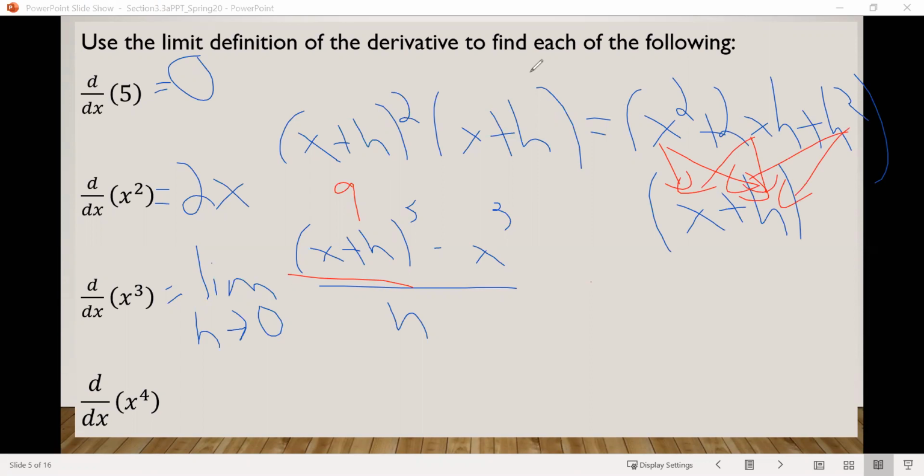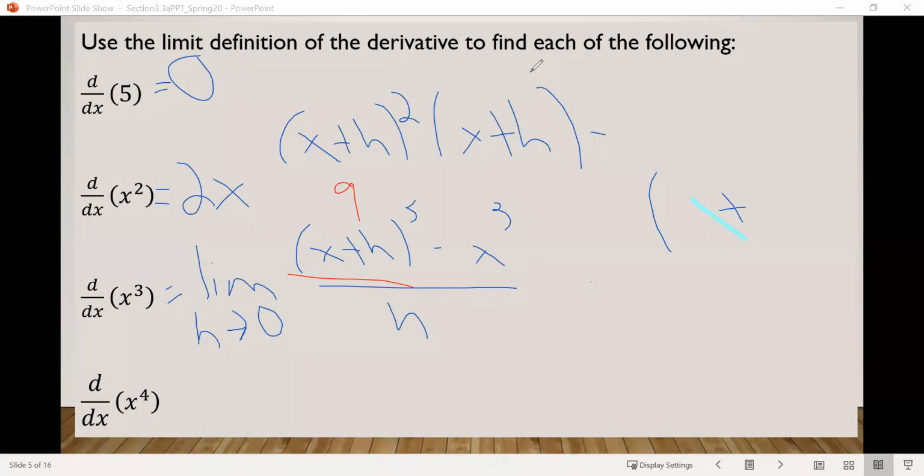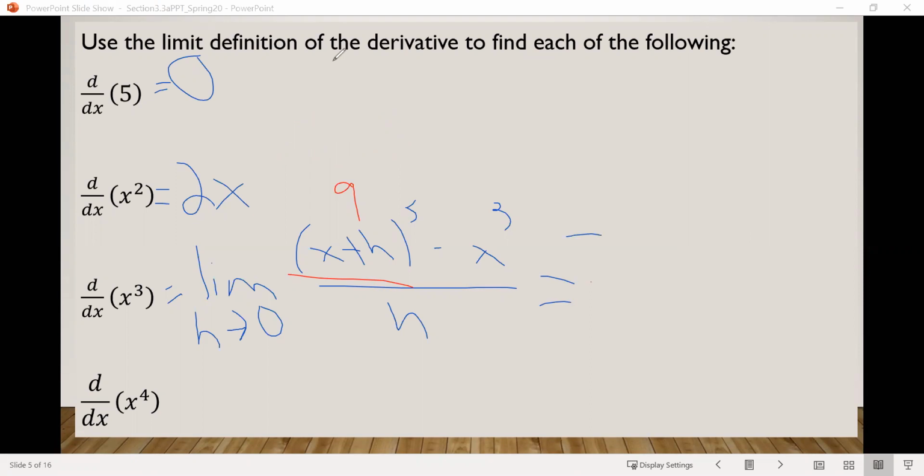And as you can see really quickly, this is going to get a little nasty. So I'm going to skip some steps here and just tell you that what we end up with at the end of all this is just 3x squared. Okay. We could use a similar approach for the derivative with respect to x of x to the fourth, which would give us 4x cubed.